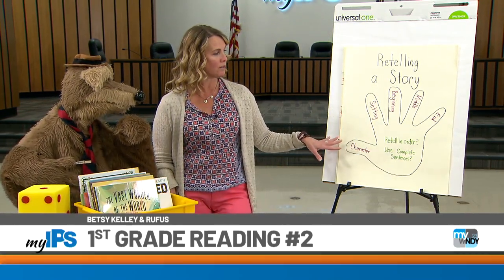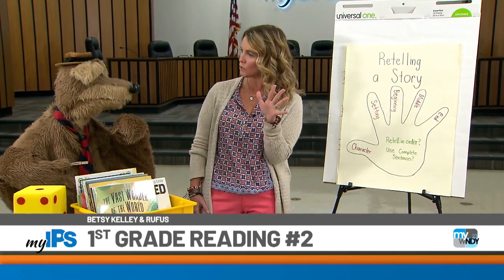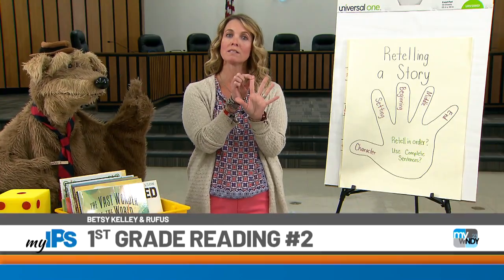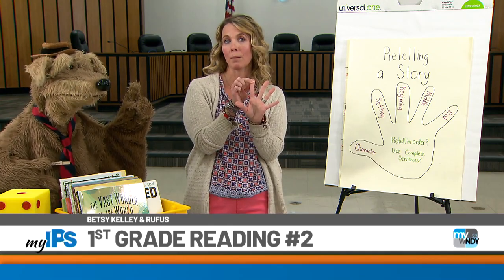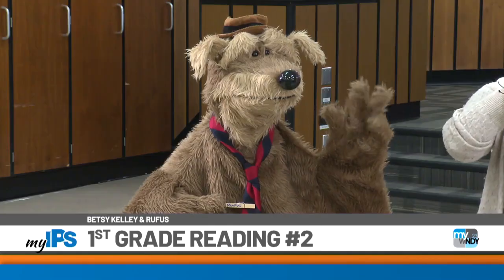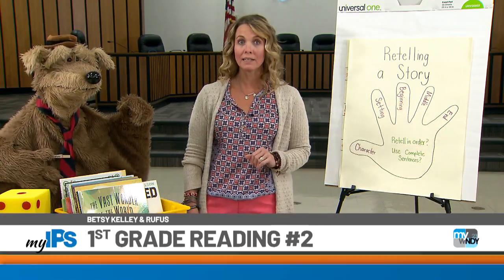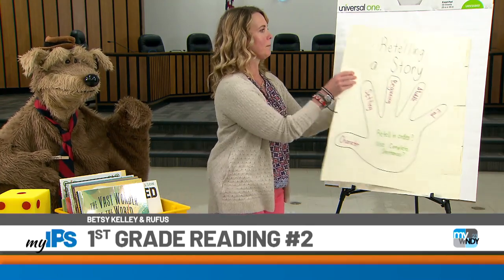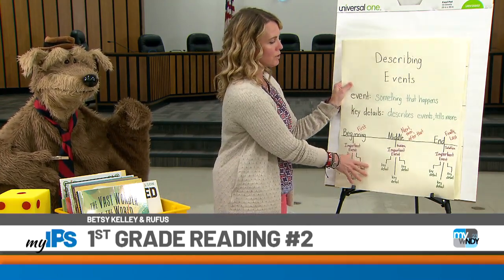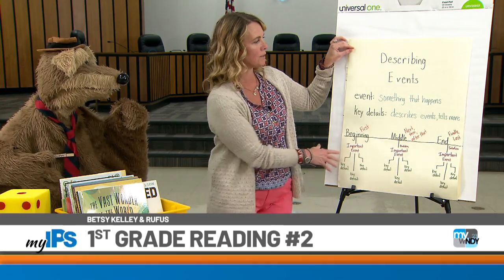Remember, we've talked about this, using your hand as a way to help you to retell a story? Oh, yeah, because you always have your hand with you. So you can think of your thumb as the characters, who is in the story. Your first finger can be the setting, when and where is the story happening. And then you have the beginning, middle, and end. So today we're going to focus mostly on that beginning, middle, and end, talking about the important events and the key details.